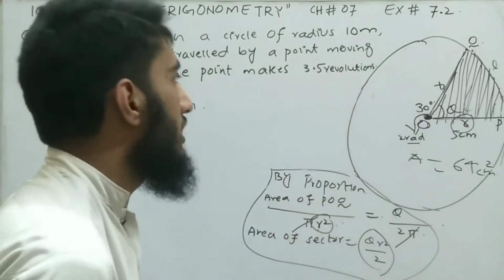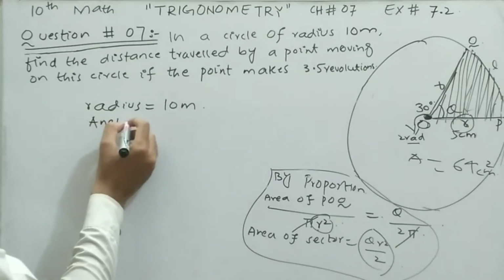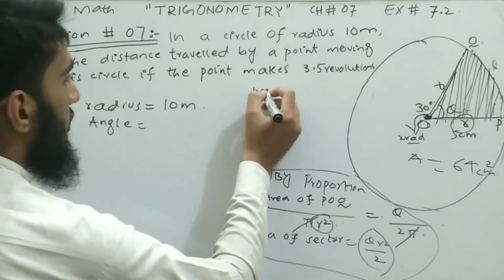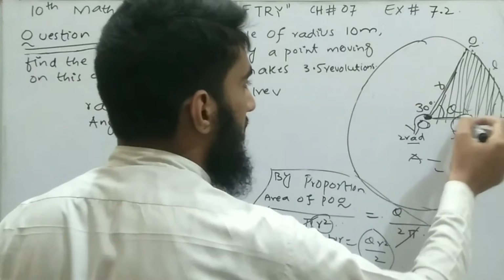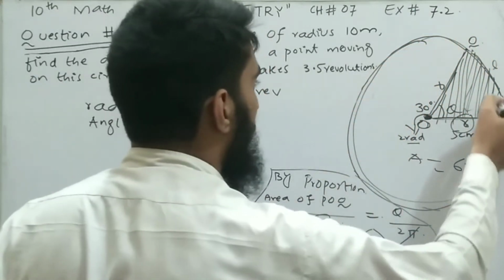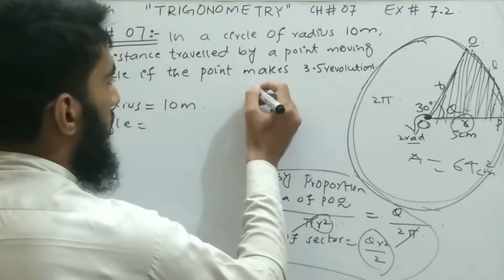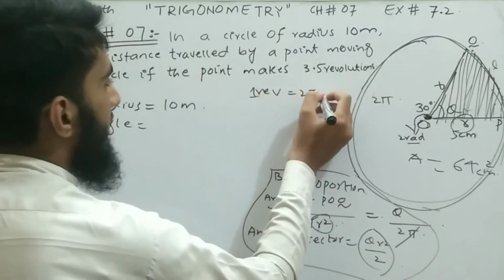Revolution is actually the unit of the angle. So remember, one revolution, you know, let's suppose the circle. From this point, if this rotates anti-clockwise or clockwise, one rotation is equal to 360 degree or 2π radian. So one revolution is equal to 2π radian.